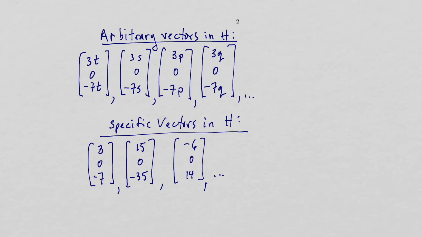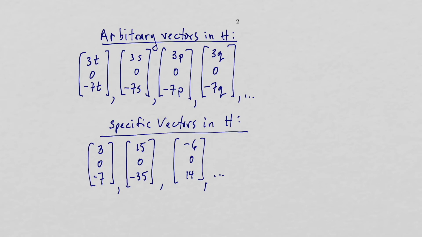Then I said, let's choose 5. 3 times 5, 0, minus 7 times 5. Then I picked minus 2, 3 times minus 2, 0, minus 7 times minus 2, and we could go on forever picking any complex numbers that we want and multiply that number by 3 for the first entry. The second entry is always 0, as you can see all the way through here, and the third entry is always minus 7 times that number.